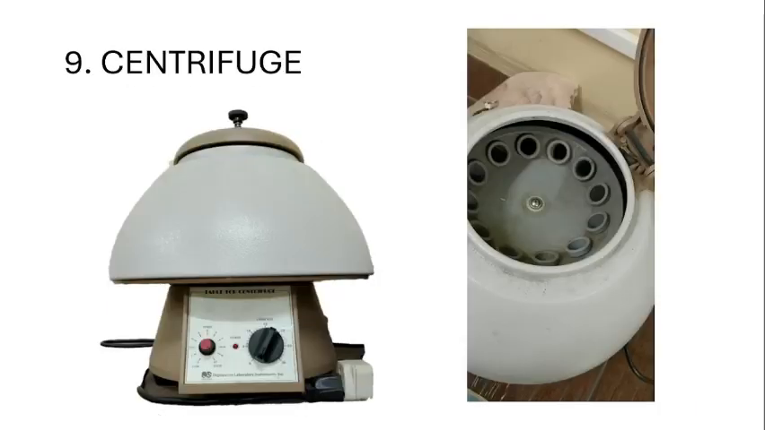Then next is the centrifuge. So this is a tabletop centrifuge, and it is used to separate liquids based on their densities. So if you have an emulsion, then you're going to place it inside the centrifuge, and the force will separate the mixture based on their densities. So inside, you will see that there are holders for test tubes or whatever container that would fit in here.